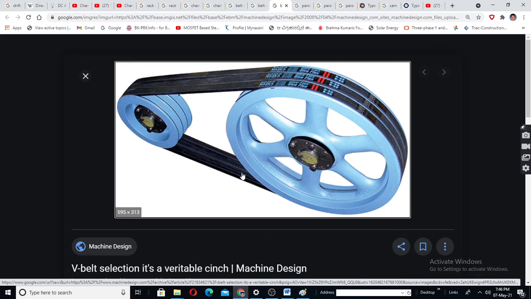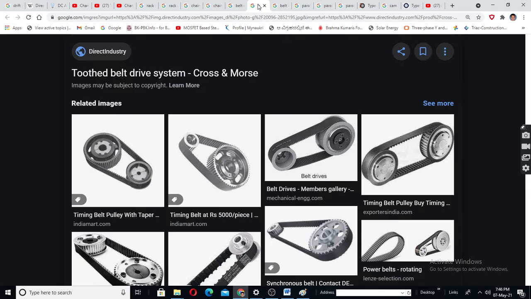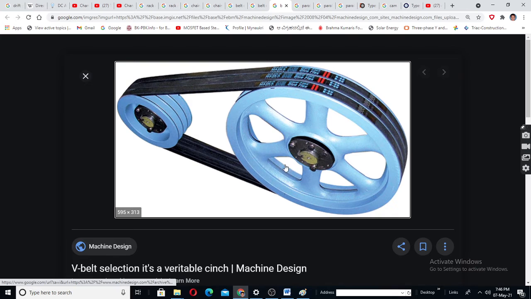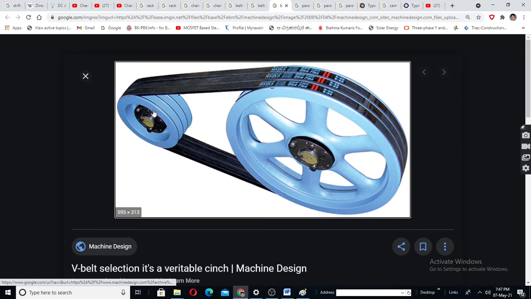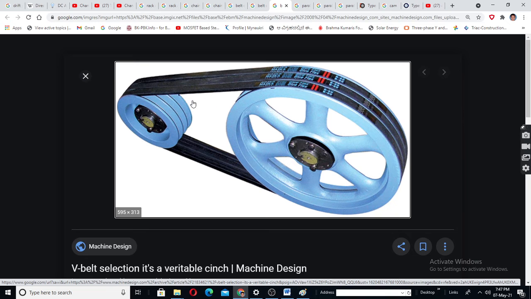So one is a driven pulley, another is a driver pulley. If one is big and another is small, you have speed variation. Sometimes both may be of the same size and we need to transfer motion from one shaft to another shaft. Sometimes it can be a single belt or multi belt. You can see here, there are 1, 2, 3 belts. On the pulley, there are three grooves. These are called grooves, where the belt is fixed. So pulley, shaft, groove, belt, or toothed belt.